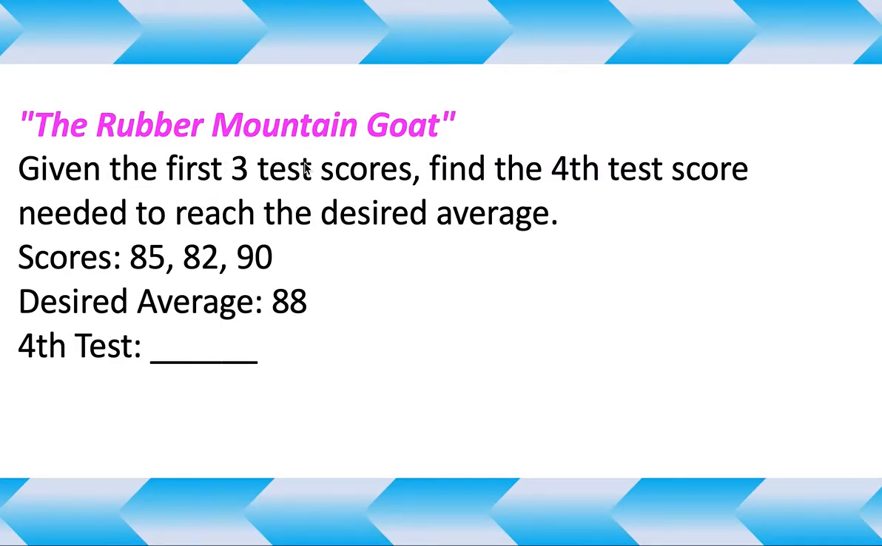Given the first three test scores, find the fourth test score needed to reach the desired average. So the students had an 85, an 82, and a 90, and they want to average an 88. So what do they need on their fourth test? Well, here's how you set this one up.